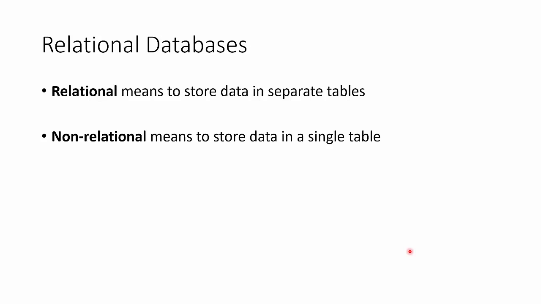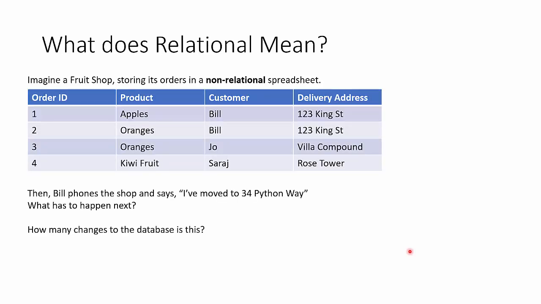So I've used this word relational a few times. Let's just understand what it means. Relational means you're going to store data in separate tables, whereas non-relational means to store data in a single table. So here's an example.